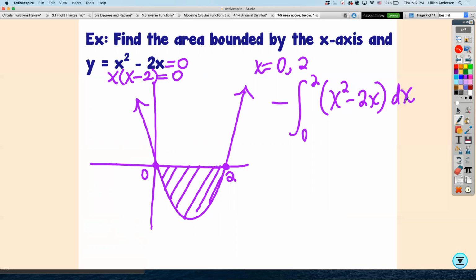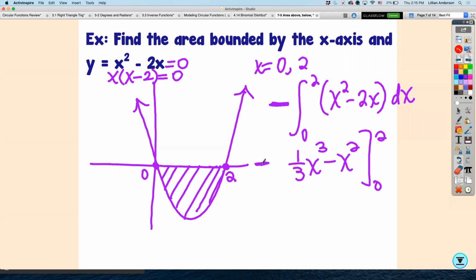So I want you guys to do that. You can just plug in the original function and get the antiderivative of it, and then find the area using the fundamental theorem of calculus. And then because the area is below, we have to remember that it's going to be negative. So what's the antiderivative? I got 1/3 x cubed minus 1 x squared. I'm going to evaluate that from 0 to 2. I still got this negative on the outside. I'm not going to forget about it.